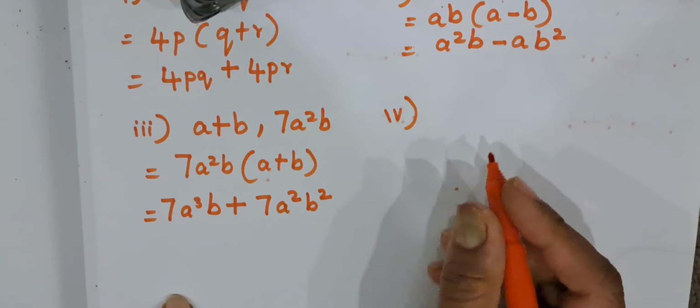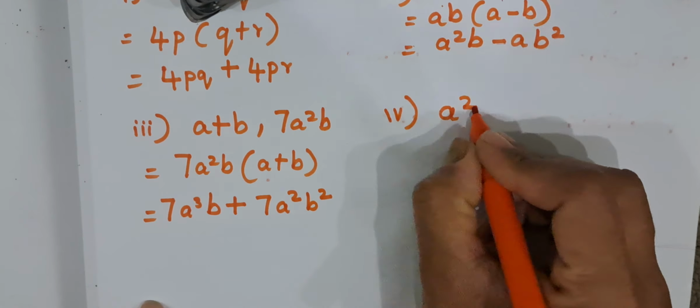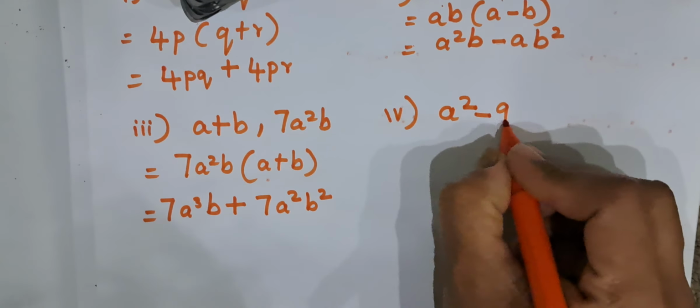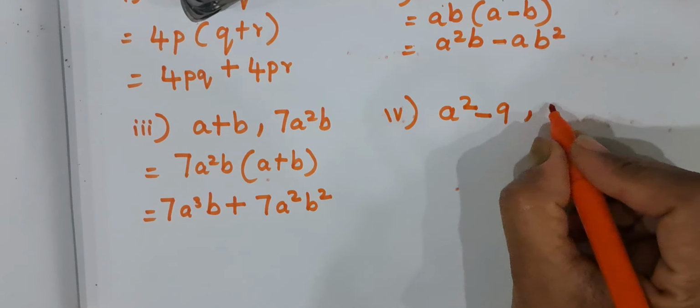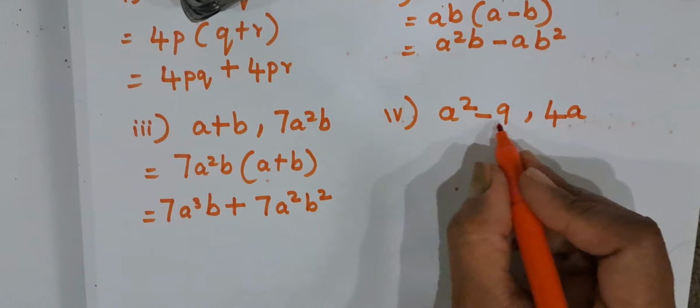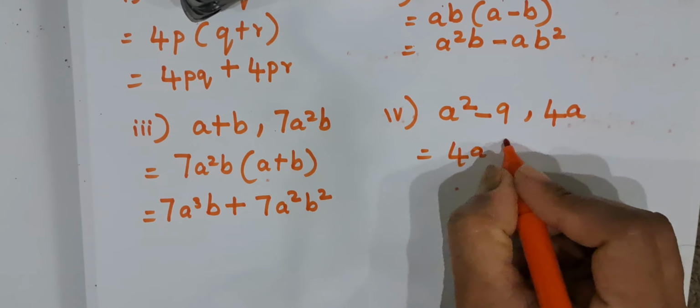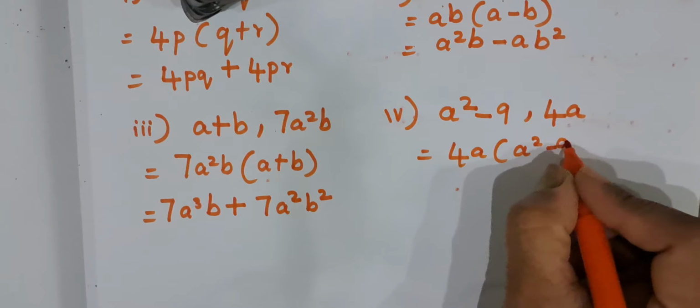Now let us have a look at the fourth one. It is a square minus 9 and then the next expression is 4a. So a square minus 9 times 4a. We have to multiply 4a with a square minus 9.